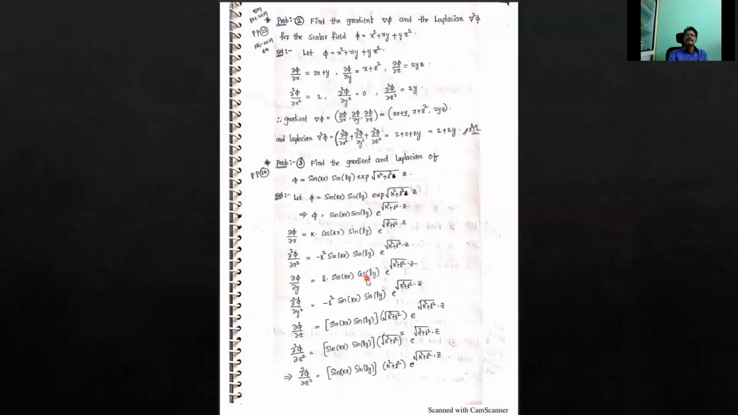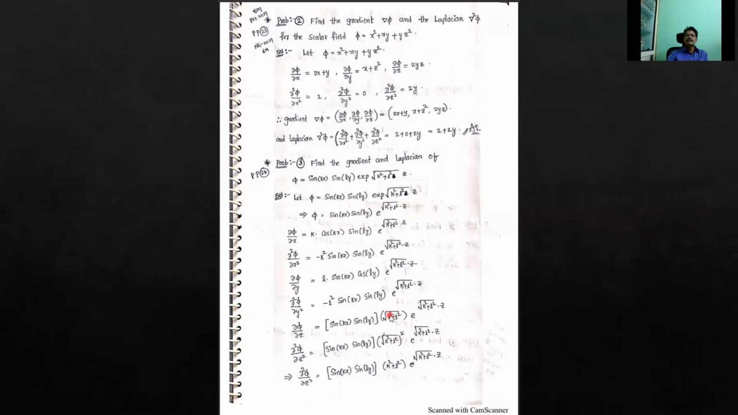Again, differentiating with respect to y, for cos Ly we know that the derivative is minus L sin Ly. So we get minus L square sin kx sin Ly e power root of k square plus l square into z. Again, differentiate with respect to z. These two are constants, sin kx sin Ly. We know that this is like e power az.